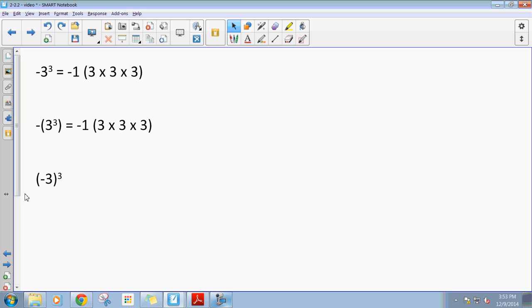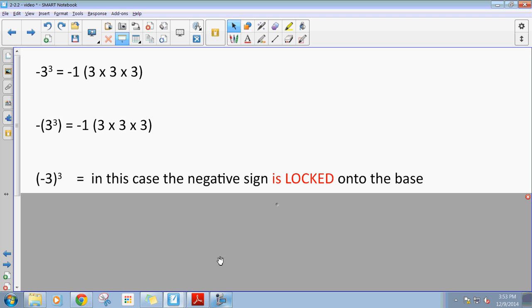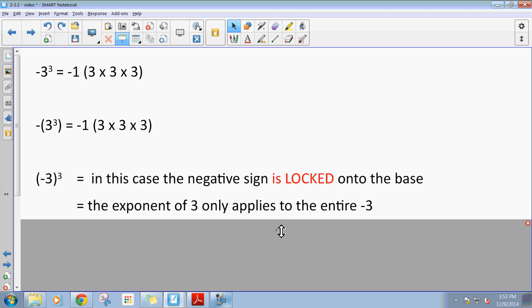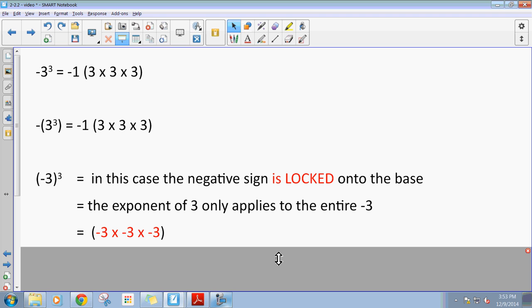In our fourth example, the negative sign and the 3 are both inside the bracket. In this case, the negative sign is locked onto the base. The exponent of 3 applies to the entire negative 3. Negative 3 times negative 3 times negative 3. This is a significant difference than the first two examples.